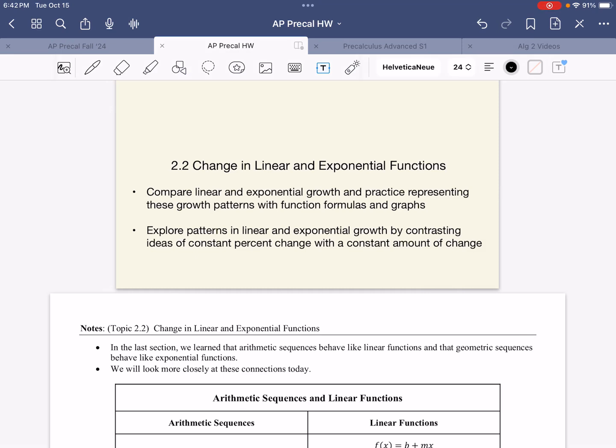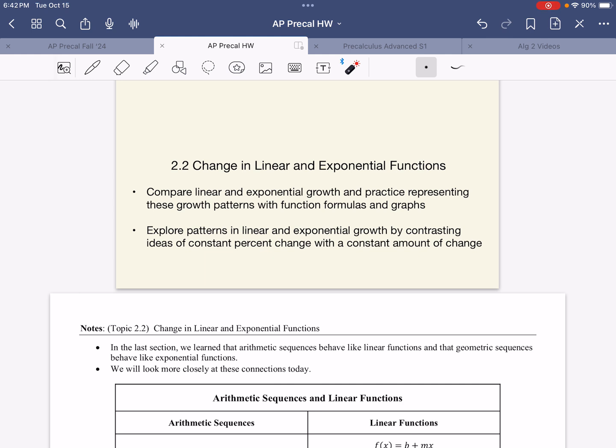Hi, it's Miss Molesbury here, and today we're going to go over AP Pre-Cal Lesson 2.2. It's all about change in linear and exponential functions, and it's going to feel very familiar because it is building completely off of what we just did last class in 2.1, talking about arithmetic and geometric sequences.